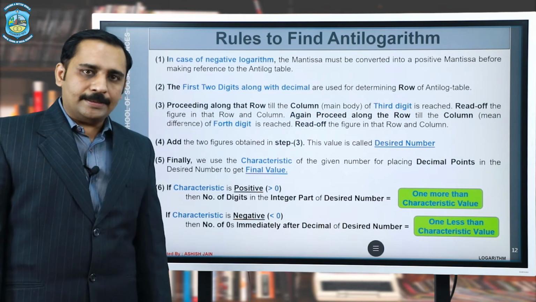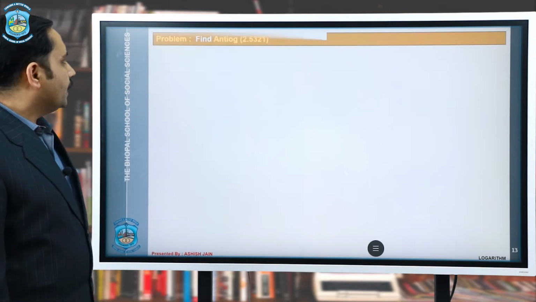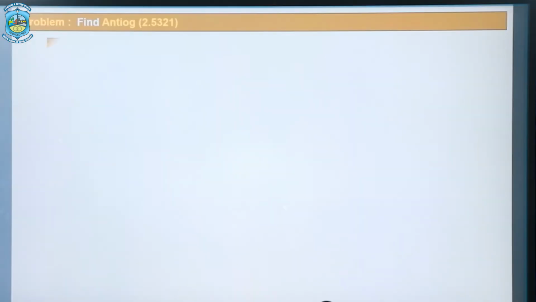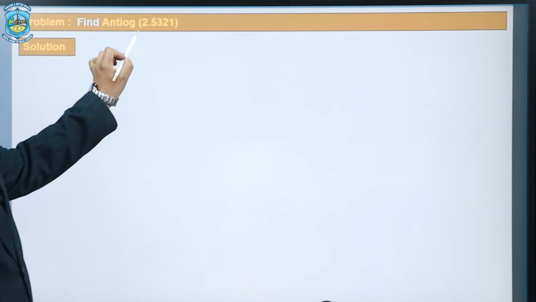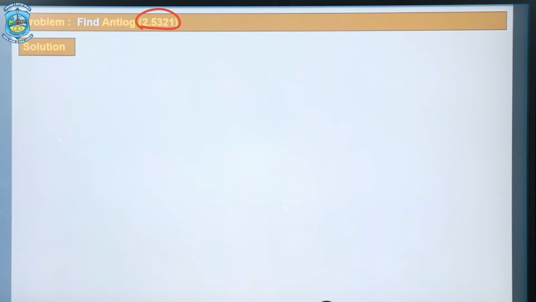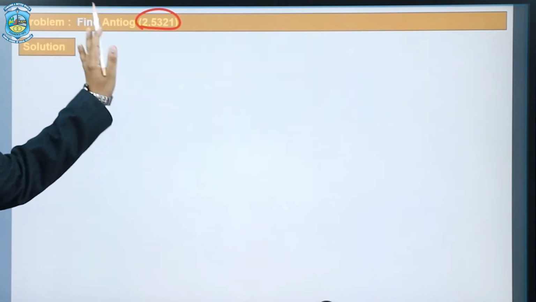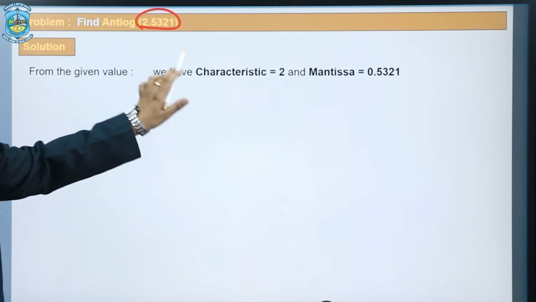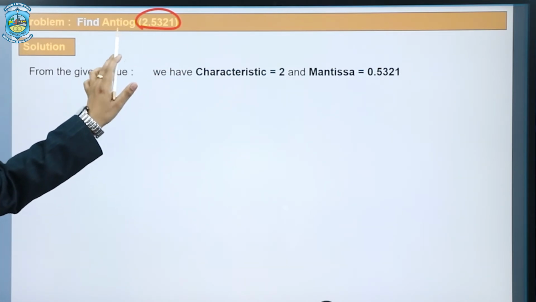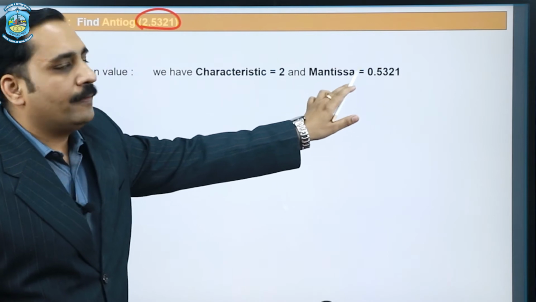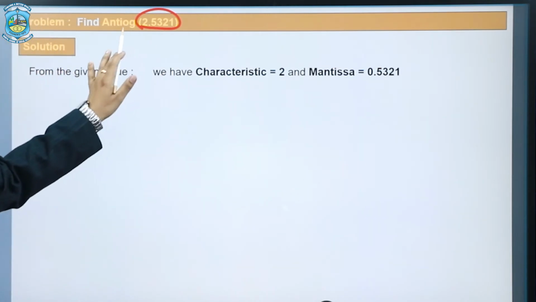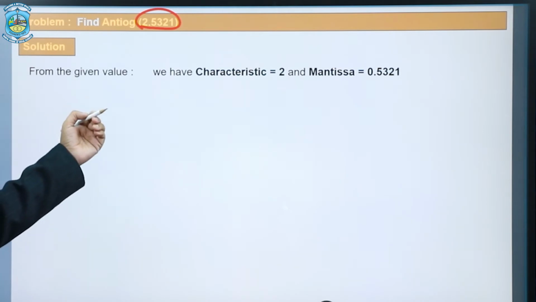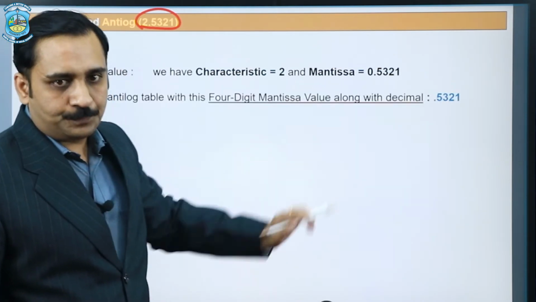Now let us understand this with an example. Here we need to find the anti-log of 2.5321. First we look at this number. This is actually a log value, that means it is composed of a characteristic as well as a mantissa value. Here we have the characteristic value as 2, which is the integer part, and the mantissa value is 0.5321, which is the decimal part. Now to index into the anti-log table, as mentioned earlier, we will use this mantissa.